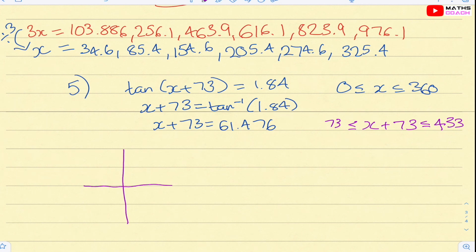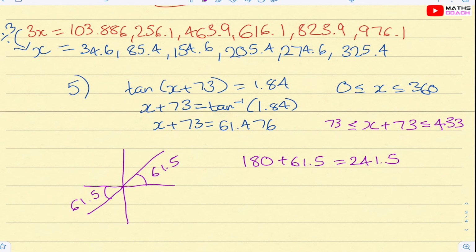Let's find our angle. So we've got our CAST diagram, guys, and we're looking at tan now. If you go back to the original CAST diagram, it's this quadrant and this quadrant that we're looking at. So 61.5, let's just leave it to 1 dp. If we're going around this way, it's 180 plus the x, so it will be 180 plus 61.5, which gives me 241.5.